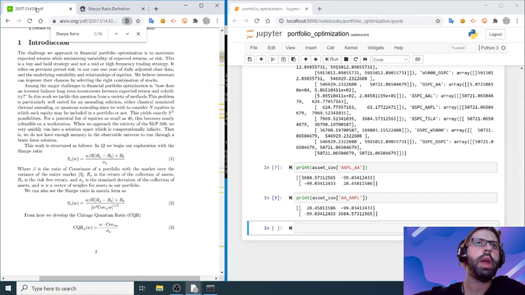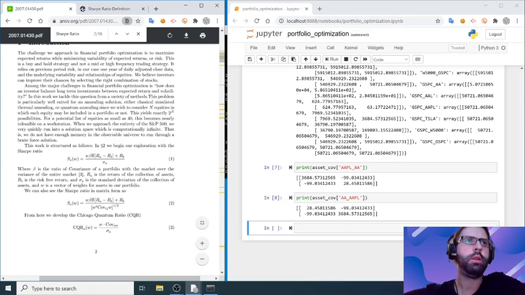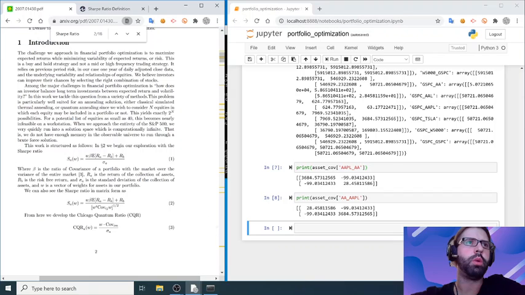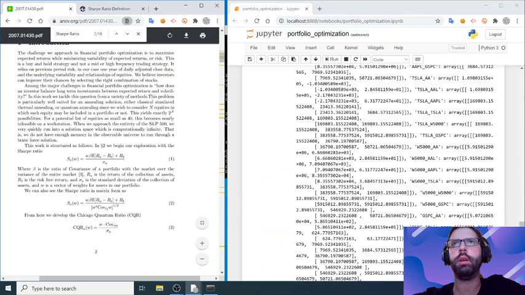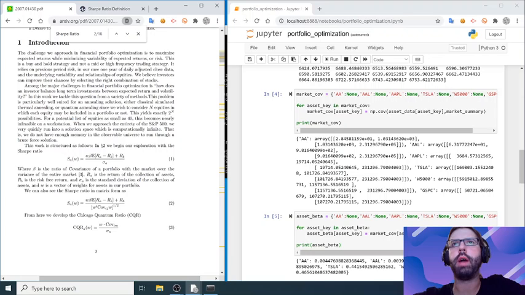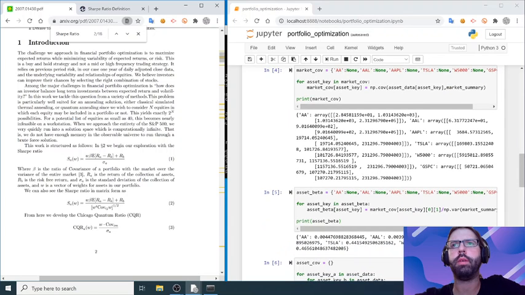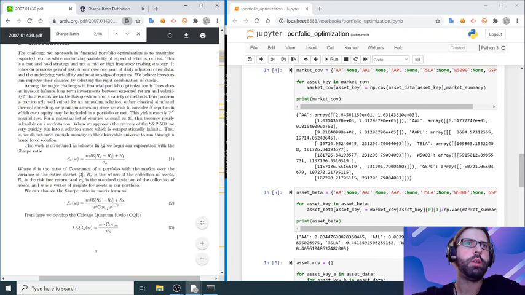So we have the beta, which is the ratio of the covariance of a portfolio with the market over the variance of the entire market. We've calculated beta, we have asset beta. So RA is the return of the collection of assets.